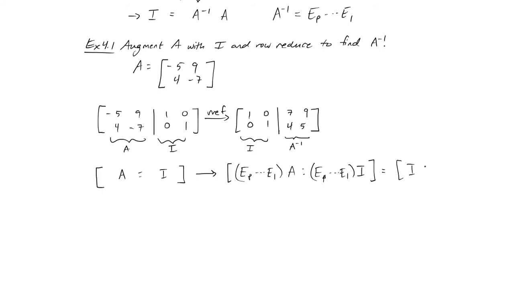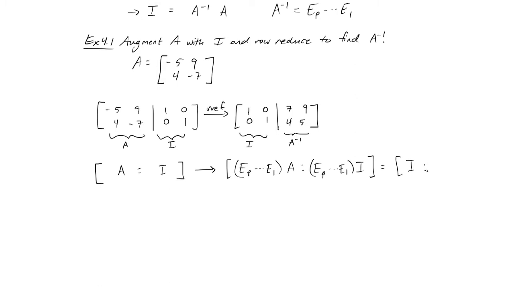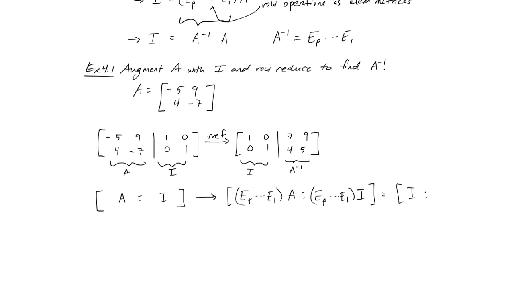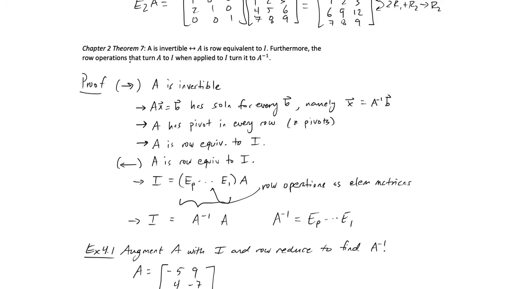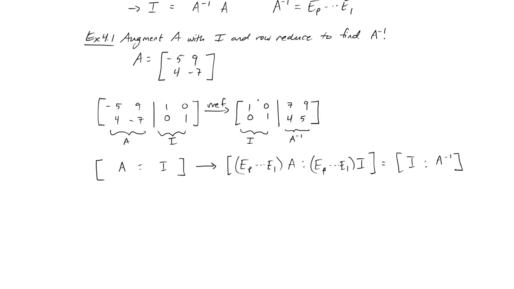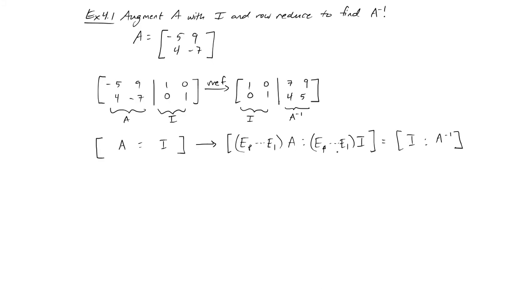Well, what happens to the second part? What happens to the augmented part? Well, if we go up here, we see that the inverse is exactly Ep through E1. So Ep through E1 times the identity, that's just the inverse. So this augmented part will become the inverse. And that's what the theorem is saying up here. It says, when the row operations that turn A to I are applied to I, they turn it to A inverse. So this is a very powerful technique.